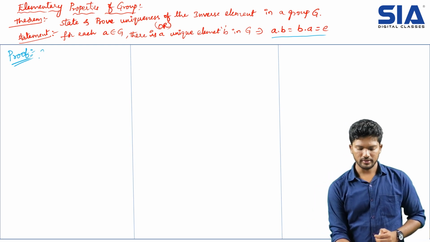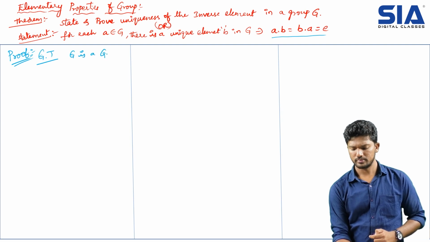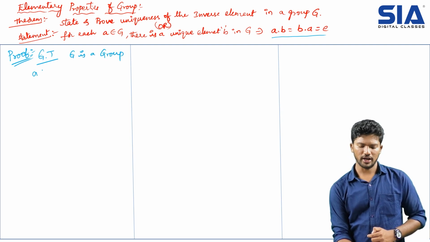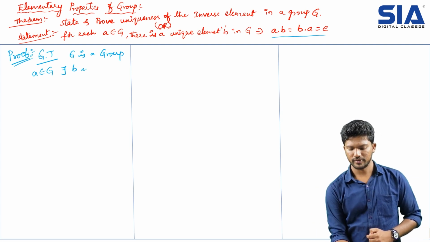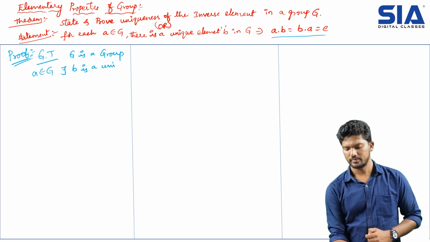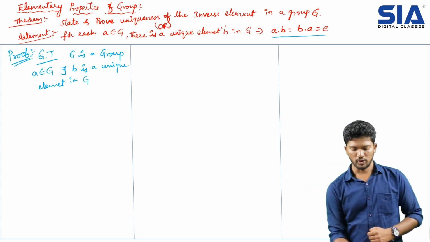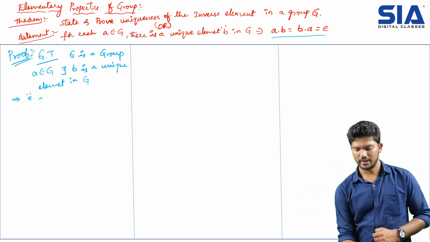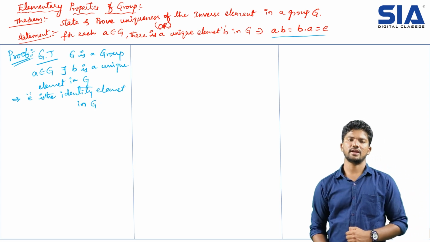Okay. So given that capital G is a group and small a belongs to capital G, and there exists small b, a unique element in capital G, and small e is the identity element in capital G.